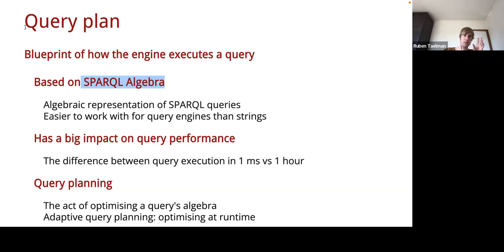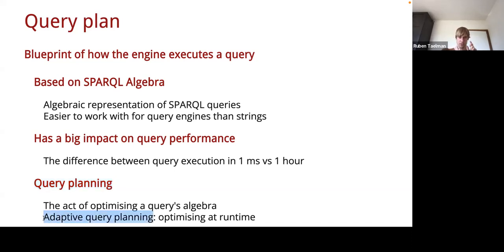Now, this query plan is very important because it really has a big impact on query performance. If you compare an optimized query plan with a non-optimized query plan, it can make a difference of, for example, executing within 1 millisecond versus executing within 1 hour. So having an optimized query plan is really, really important. Query planning is the task of optimizing the query plan to make sure that it runs as efficiently as possible.